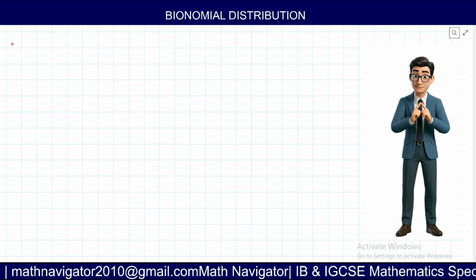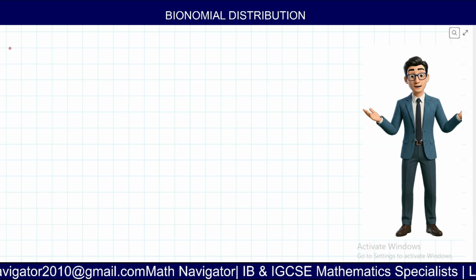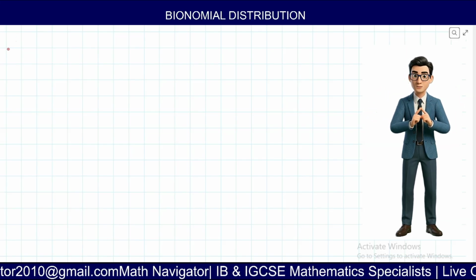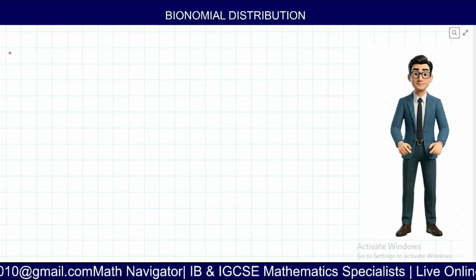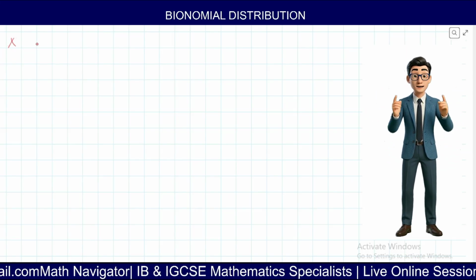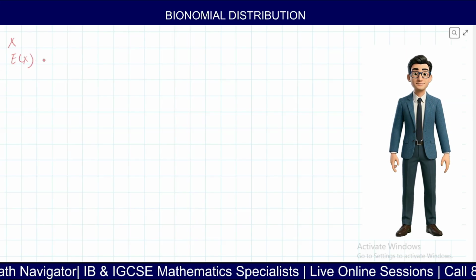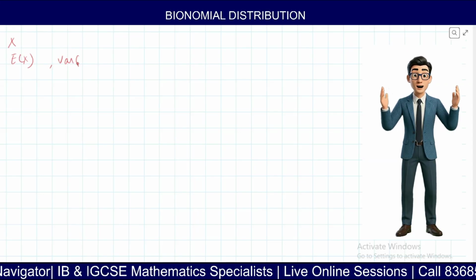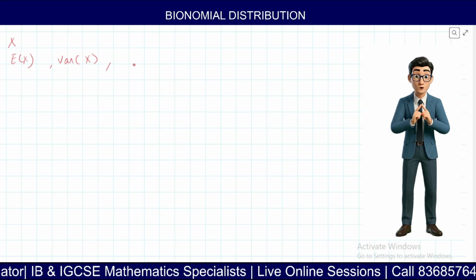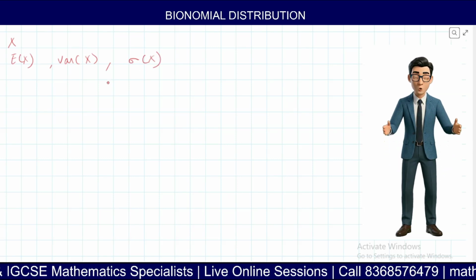Today, in the last video, we did discrete random variables and their properties. In this video, we are going to do more properties. Let's say this is x, my discrete random variable. I have found the expectation of x, the variance of x, and sigma of x, which is the standard deviation.